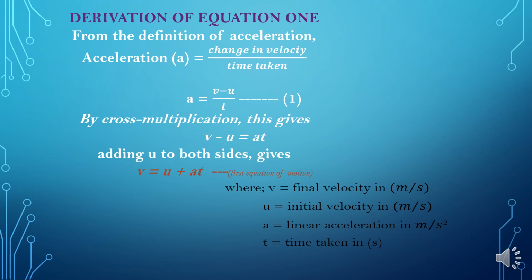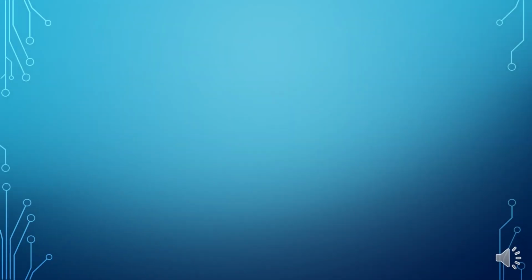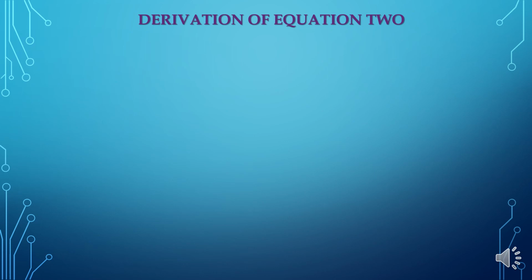Alright, each of them has its dimensional units. For velocity, you have meter per second. Acceleration, you have meter per second squared, and time taken is measured in seconds. Move over to the derivation of equation 2.